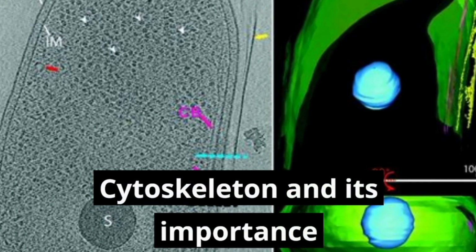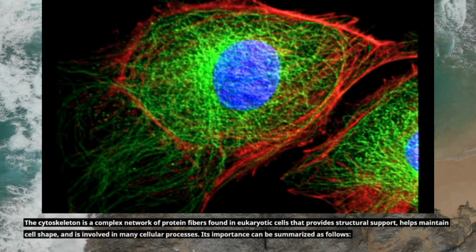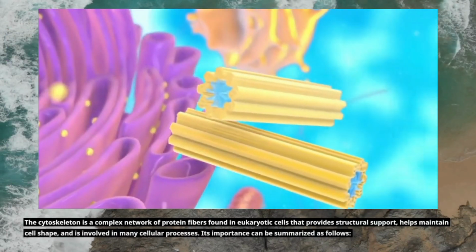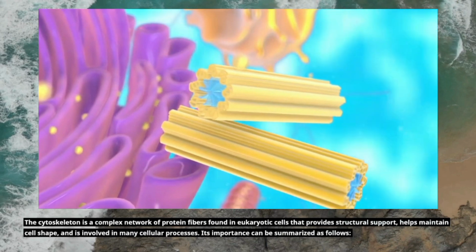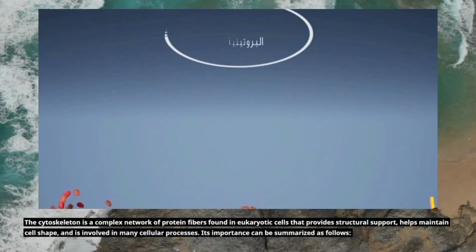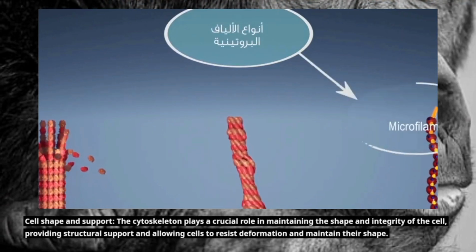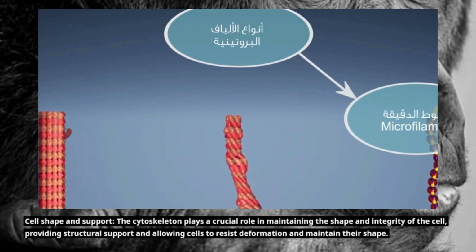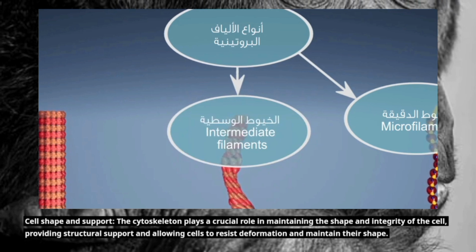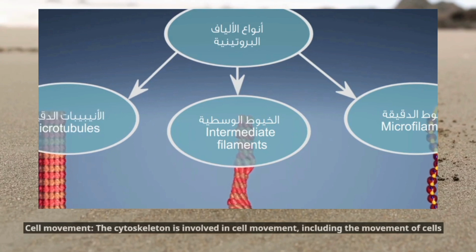The cytoskeleton and its importance. The cytoskeleton is a complex network of protein fibers found in eukaryotic cells that provides structural support, helps maintain cell shape, and is involved in many cellular processes. Its importance can be summarized as follows. 1. Cell shape and support. The cytoskeleton plays a crucial role in maintaining the shape and integrity of the cell, providing structural support and allowing cells to resist deformation and maintain their shape.